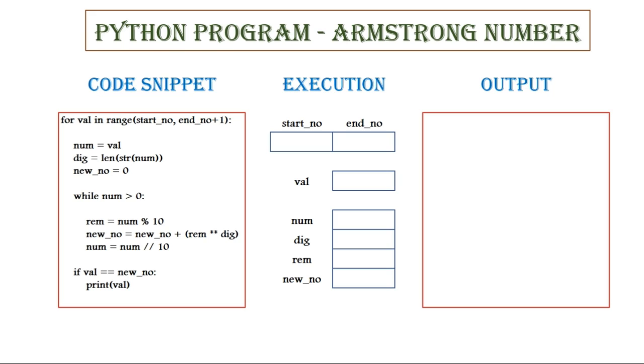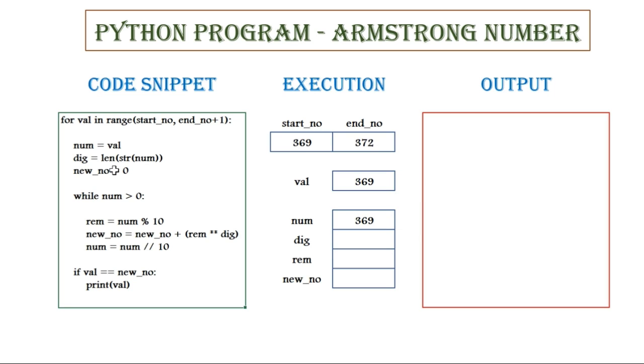Now, let me explain in detail how this for loop and while loop work. Say, for example, the user gives an input with the starting number as 369 and the ending number as 372. So what does this for loop do? For val in range of 369 to 372, the value of num will be val. The first value would be 369, so num and val will hold the value of 369.